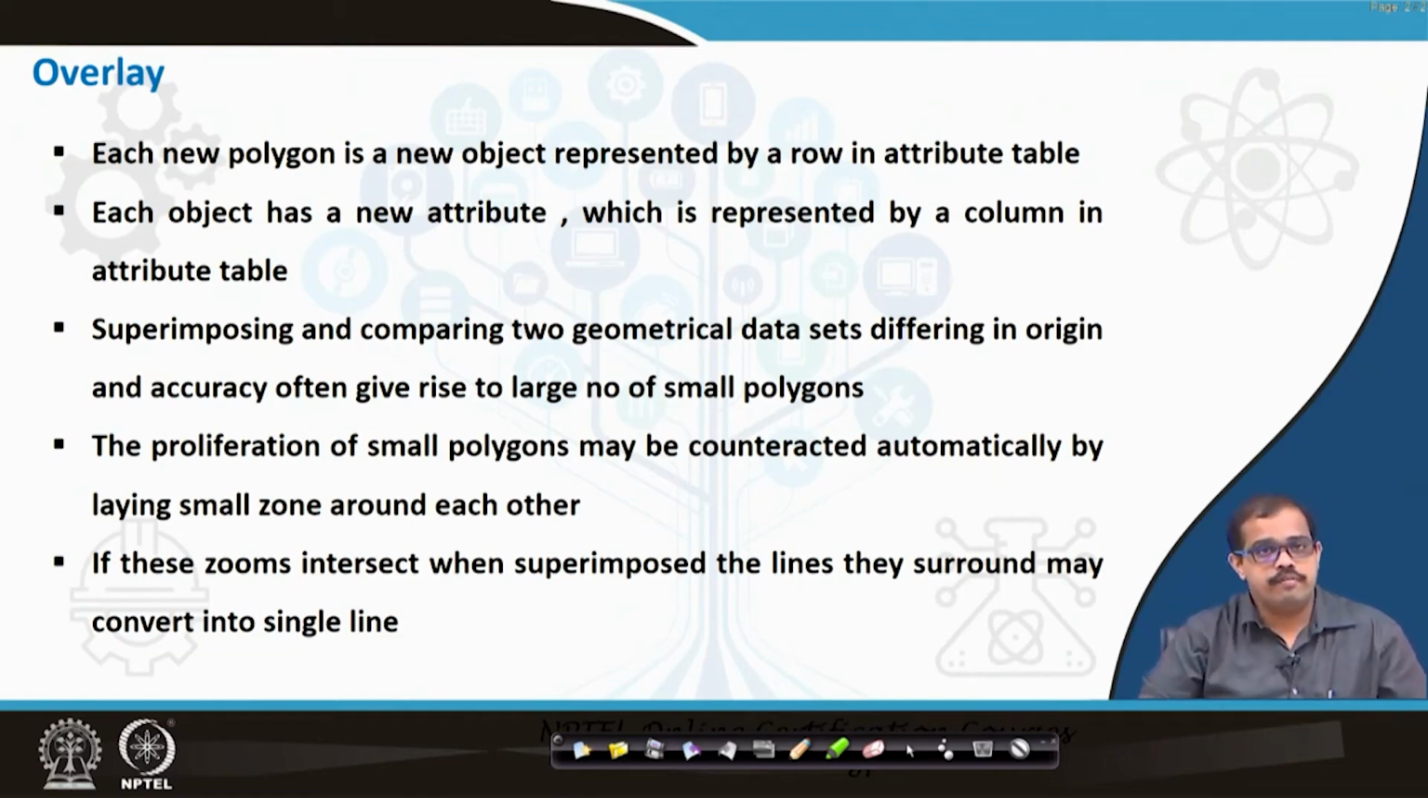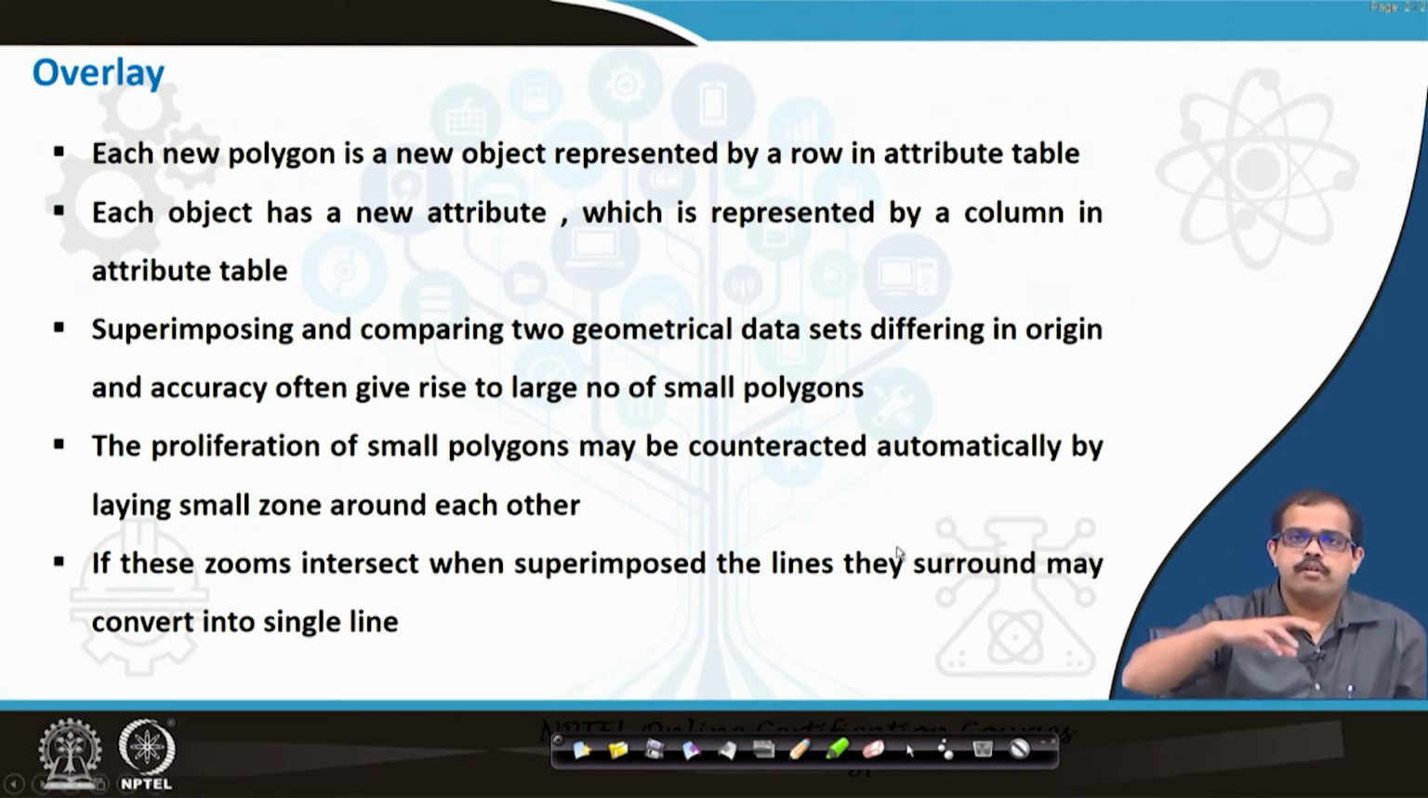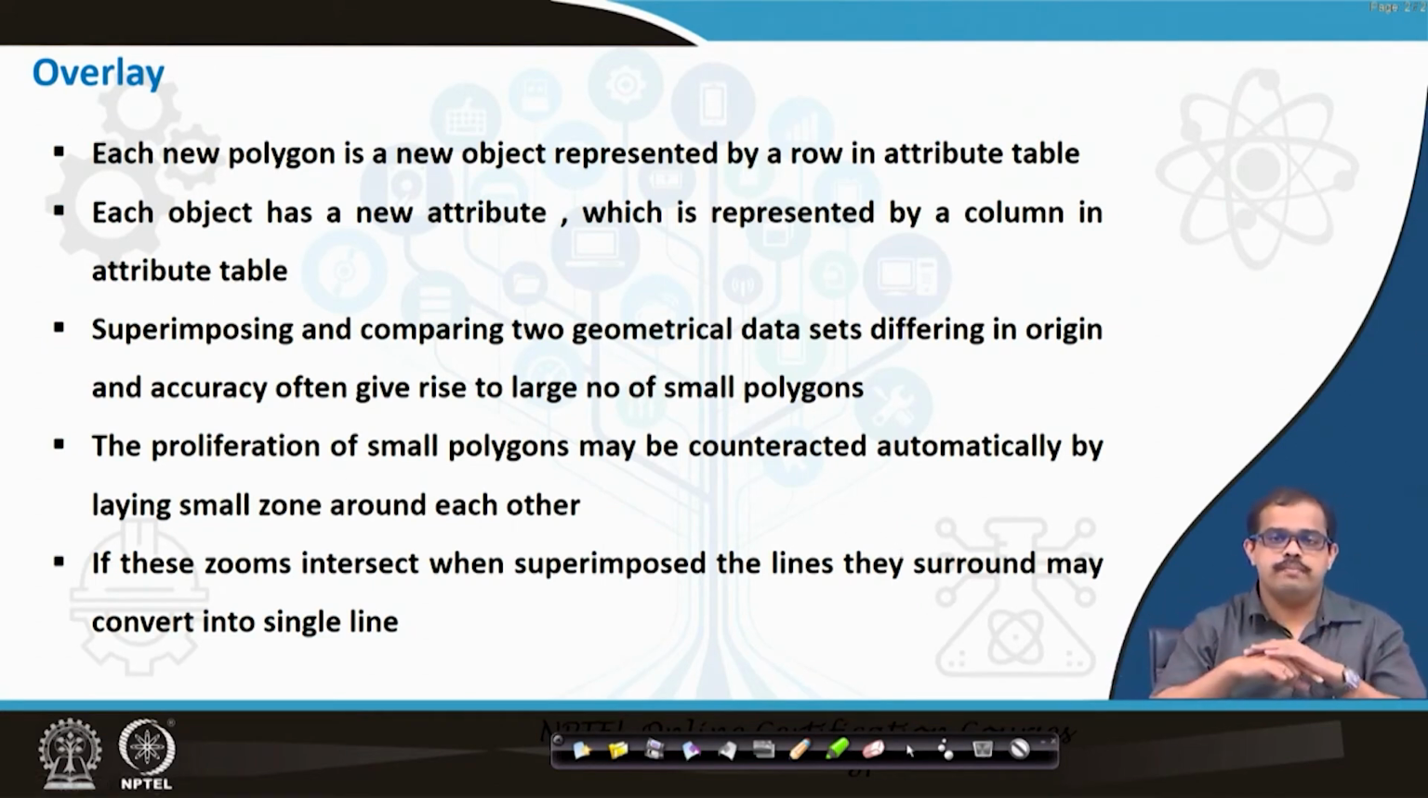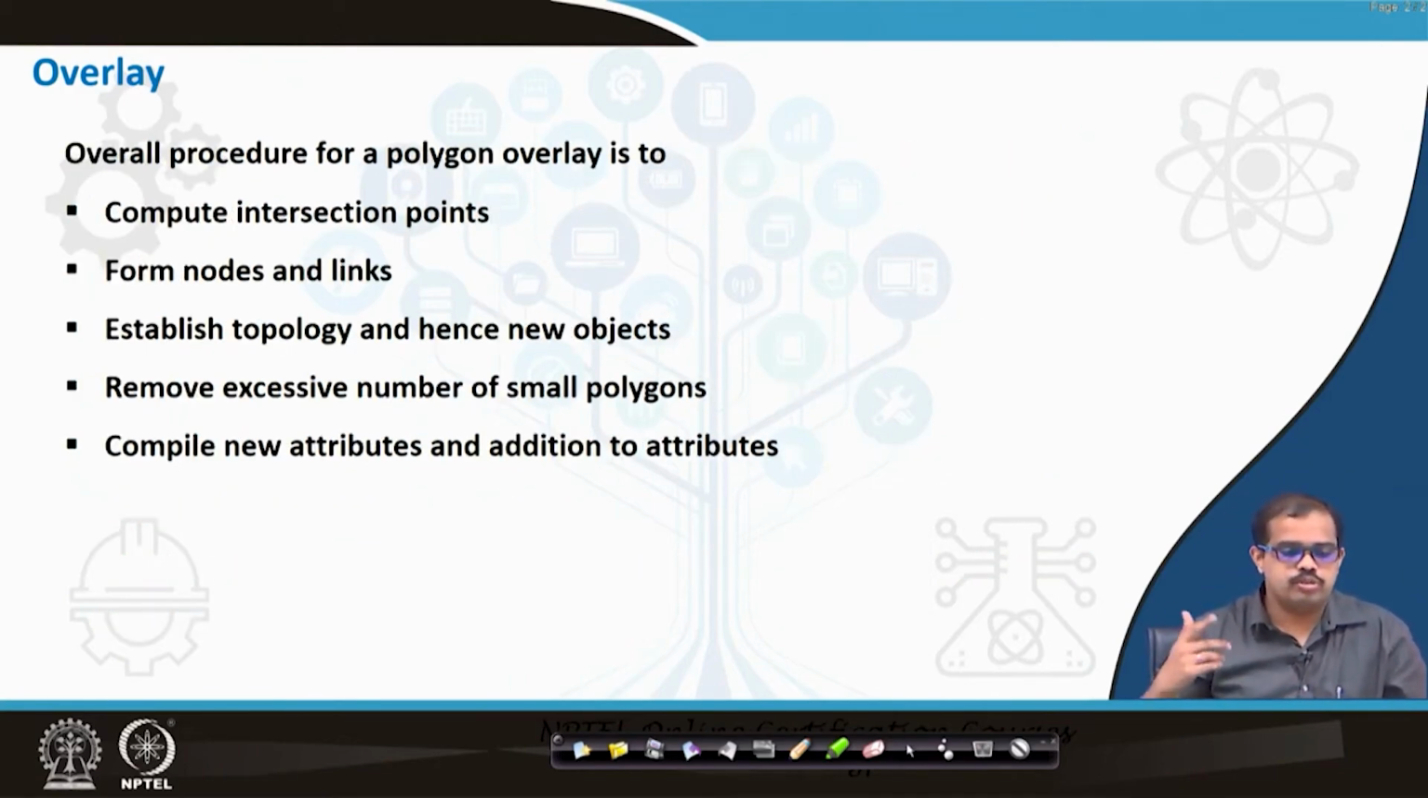Okay. The proliferation of small polygons may be contracted automatically by laying the smaller zones around each other. If these zones intersect when superimposed, then the lines they surround may convert into a single line. For example, if there are a number of lines, they superimpose each other and can be converted into a single line when it is zoomed over.